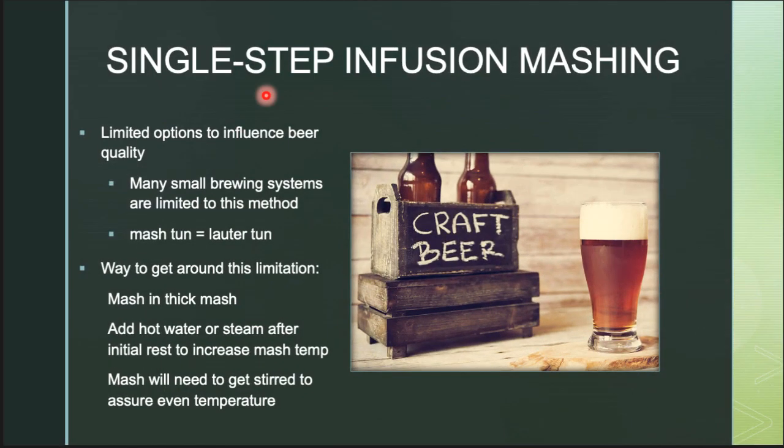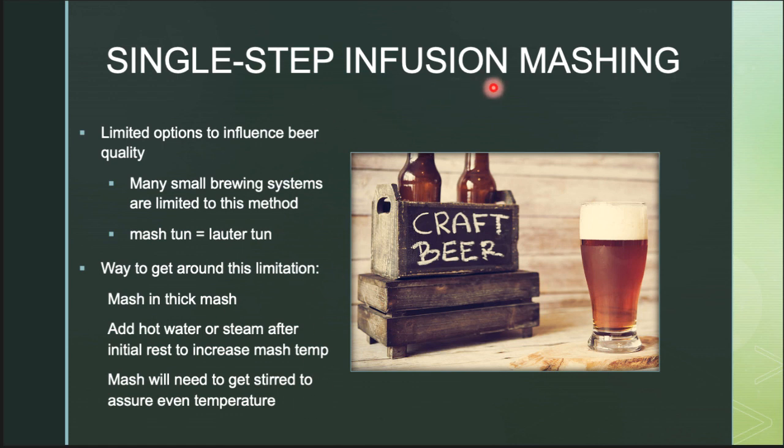In single-step infusion mashing, the brewer has limited option to play with different time and temperature and therefore has limited capability to influence the beer quality. As mentioned before, single-step infusion is carried out in an unheated vessel where mashing and lautering function in a single tank. Since the mashing is only at one temperature, mashing in is done with low grist water composition, making the mass thicker. After the mashing in, hot water or steam is injected directly inside the vessel to increase the mass temperature to the desired temperature. Mass needs to be stirred very homogeneously to ensure even temperature in this case.